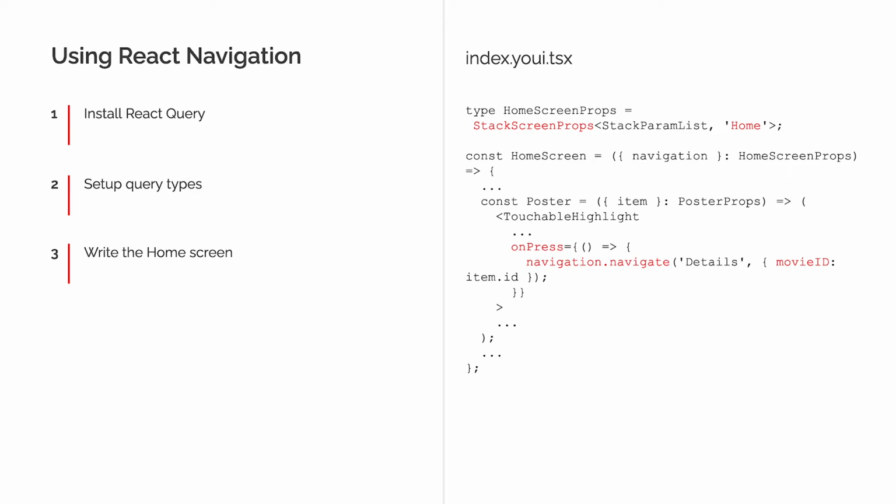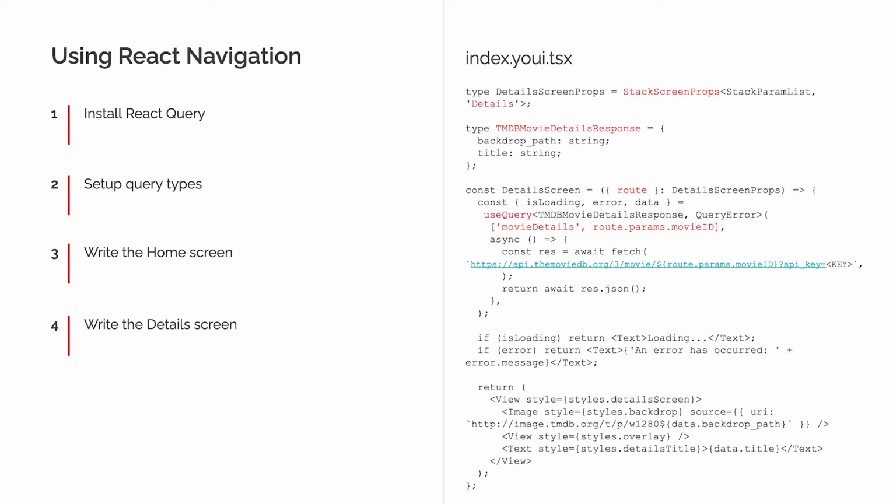Building from the previous example, we'll move the contents of You.i React app into a component called home screen. It will use the stack screen props type, which will give us the needed props such as the navigation object. That type's arguments will be the param list we defined in the last step, plus the string of the key that this screen represents. As an additional step, we'll add an onPress callback to the poster, which will call the navigation.navigate method. This takes the string key of where we're going, in this case the detail screen, as well as the param list, which in this case is just the ID of the movie.